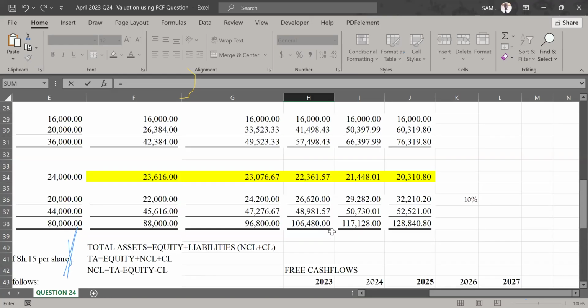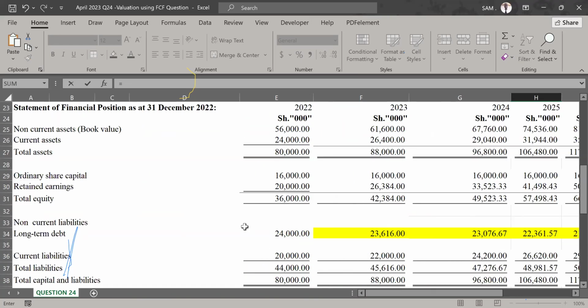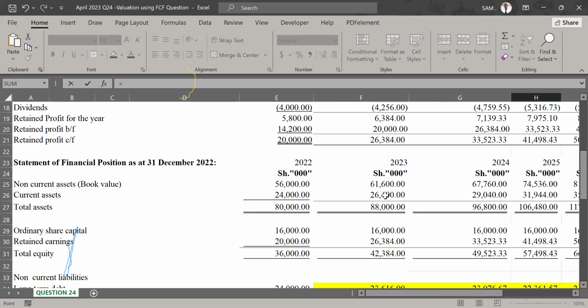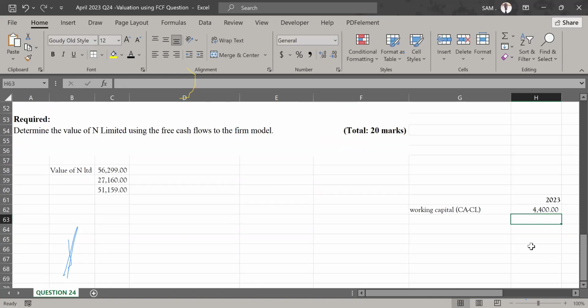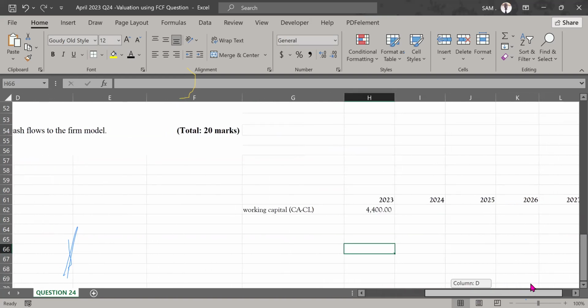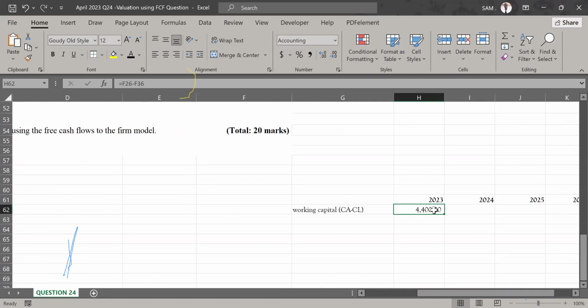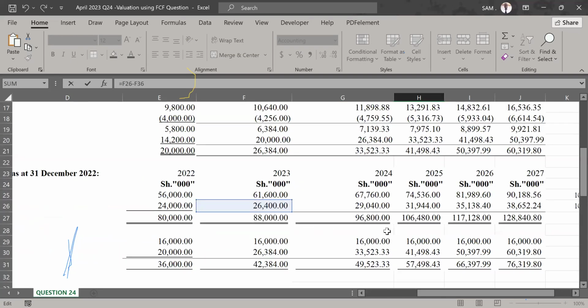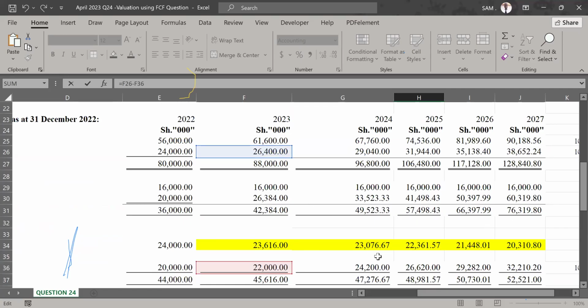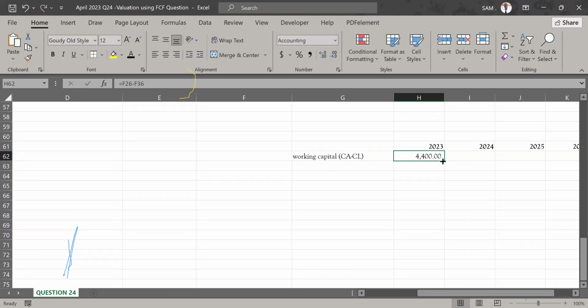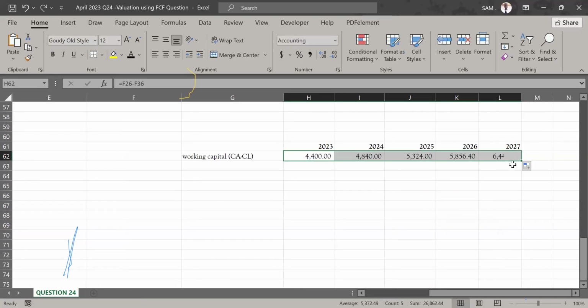In 2023, what is the current assets figure? The current assets figure in 2023 is this one. Then we deduct current liabilities, which is 22,000. The figure there for working capital, I'm having 4,400. And because I've done the referencing, let me see if I drag, it will pick the correct items. Yes, it will pick that and go successively to the next years. So I just drag to 2027.